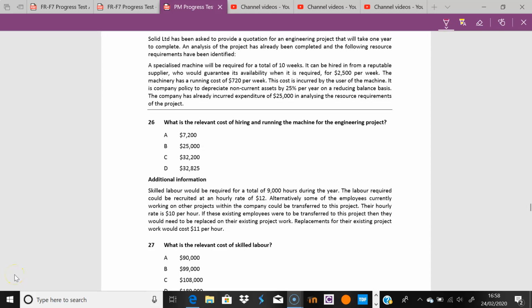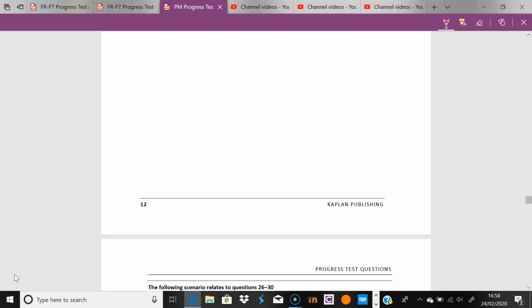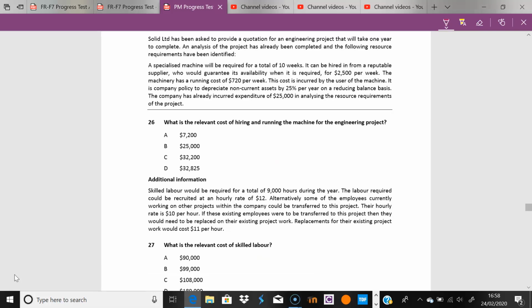Okay, let's look at the last 5 questions here. So we're looking at relevant costing. Again, I think this is always good because you can always go back and review these and read the story again. You might not have remembered it from the last time you read it. Basically, you have this relevant cost and you're trying to hire this machine. And this is a good one, actually.